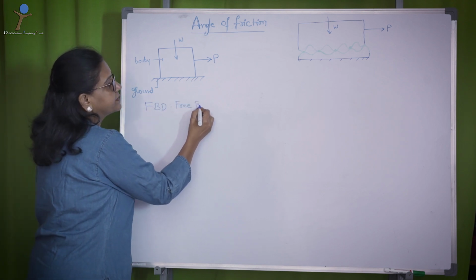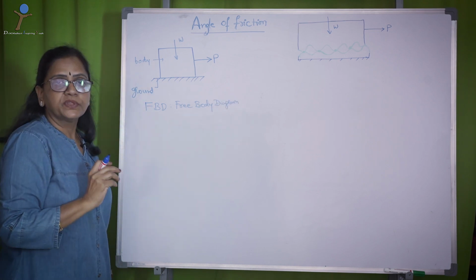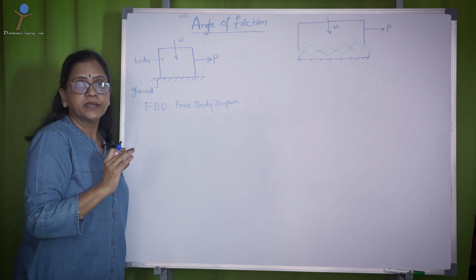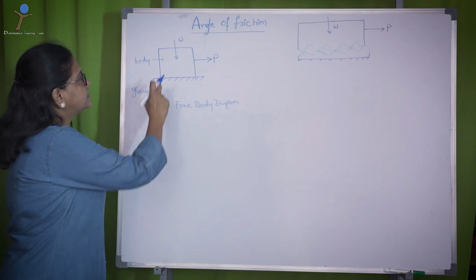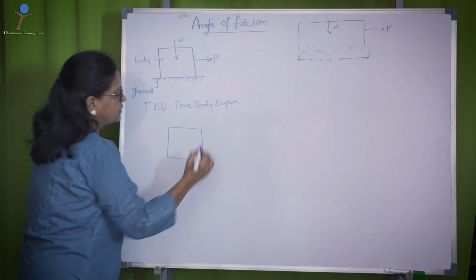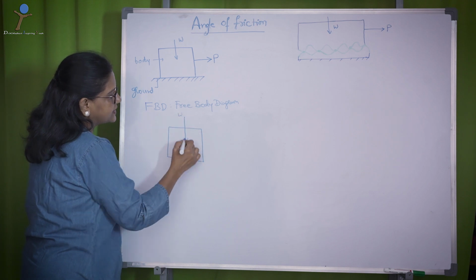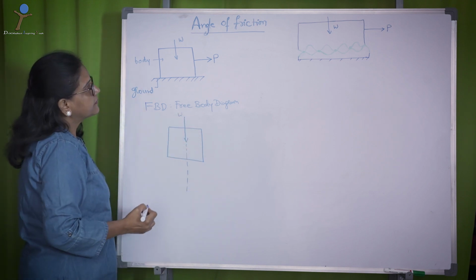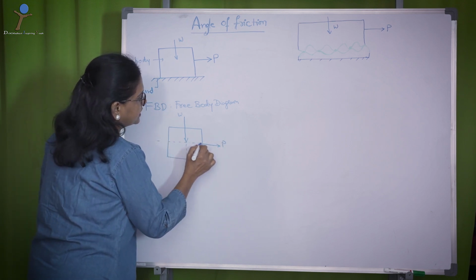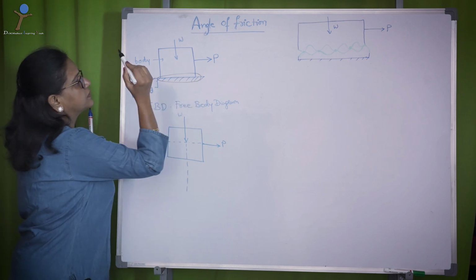So what is a free body diagram? An isolated view of the body considering only the external forces exerted on the body is called a free body diagram. So if this is the body, let us see what are the forces that are acting on the body. The weight acts in this line, and let the force be in this line. Then what about the contact forces that are acting at this zone?